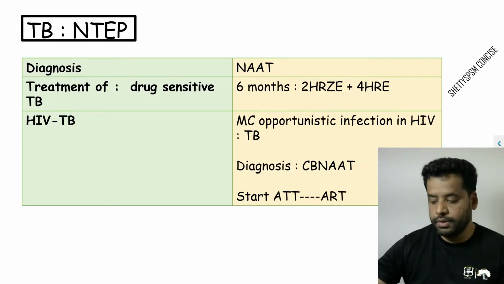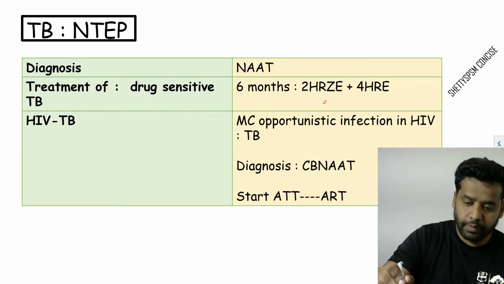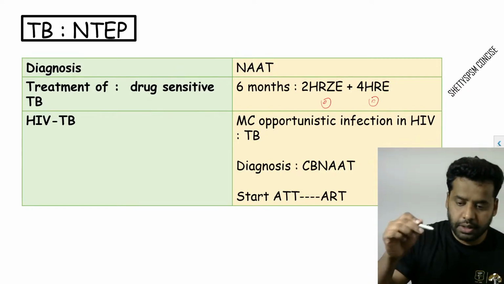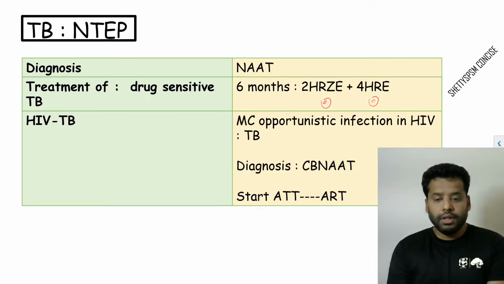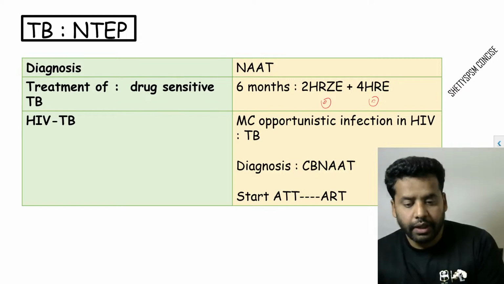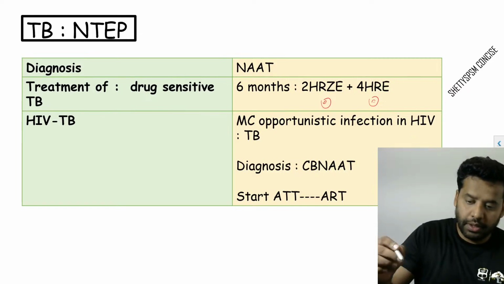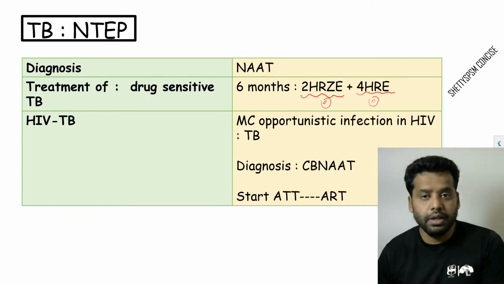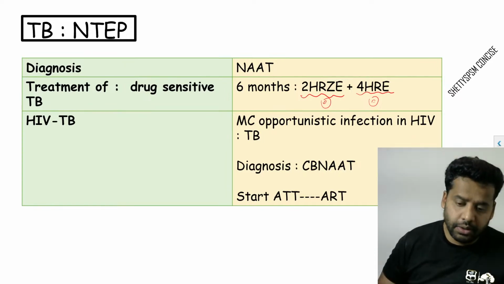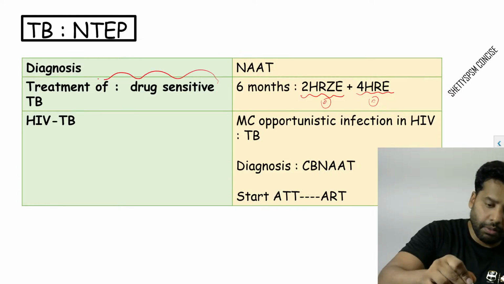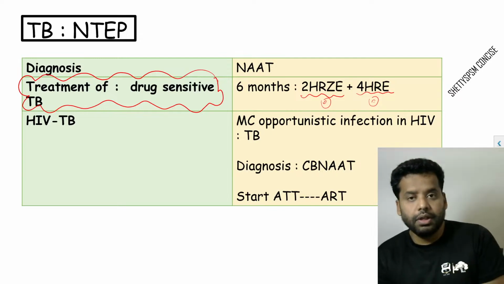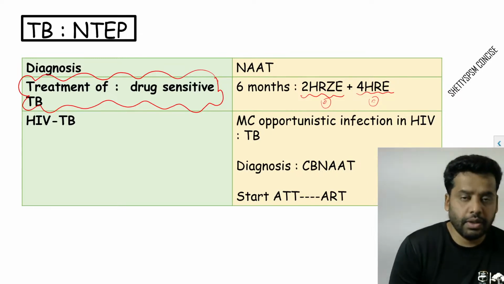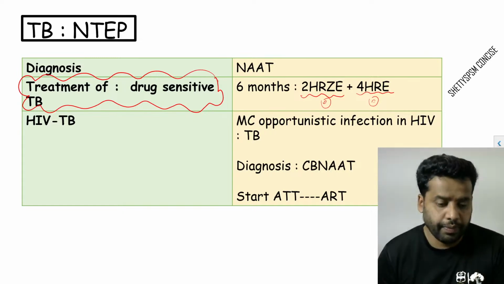So what will happen? These will come in the form of tablets. Fixed dose combination is used. The number of tablets per day is based on body weight of the patient. So this is how you manage drug sensitive TB. Total 6 months of treatment, 2 months of intensive phase and 4 months of continuation phase.